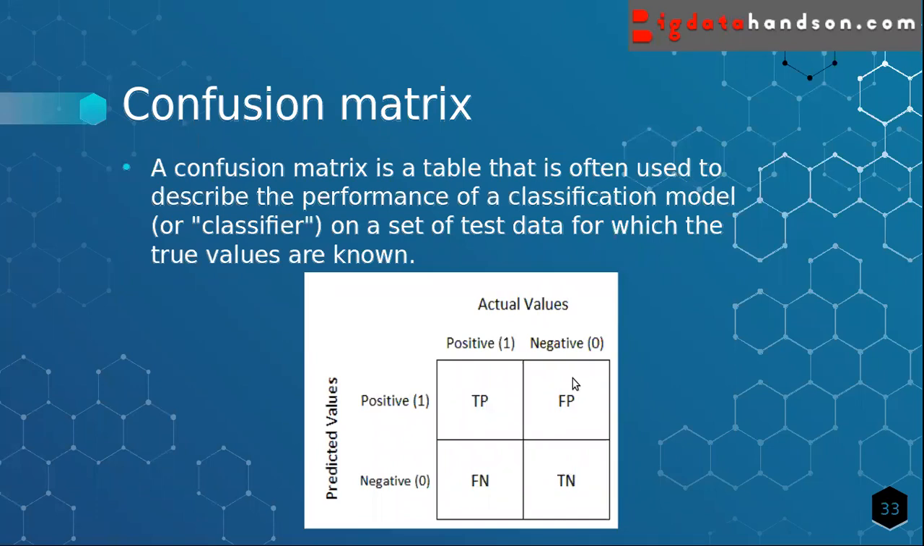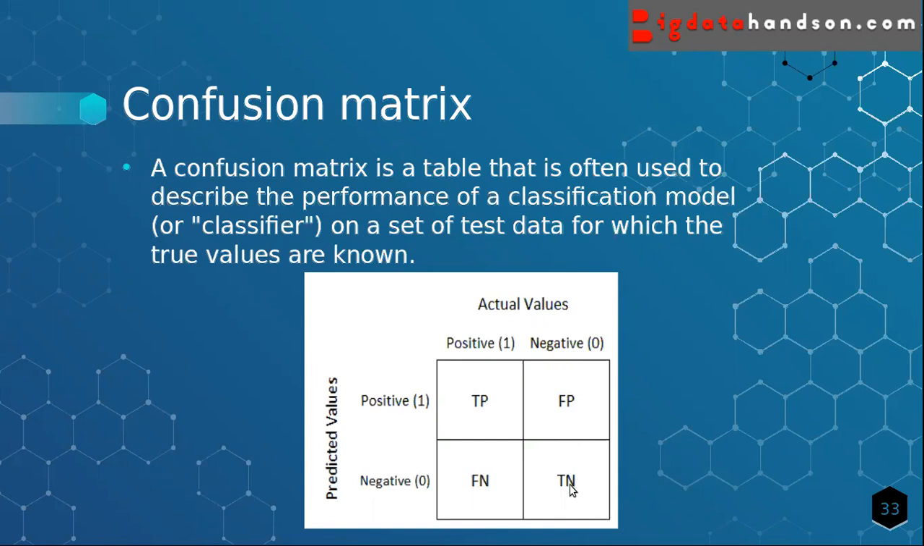Now let's see FP, false positive. That means the actual is class 0 but our model predicted class 1, so that is an incorrect prediction. Here it is the same case with the false negative. That means the actual is class 1 but our model predicted class 0, so that's an incorrect prediction. So false negative and false positive are incorrect predictions, and true negative and true positive are correct predictions.